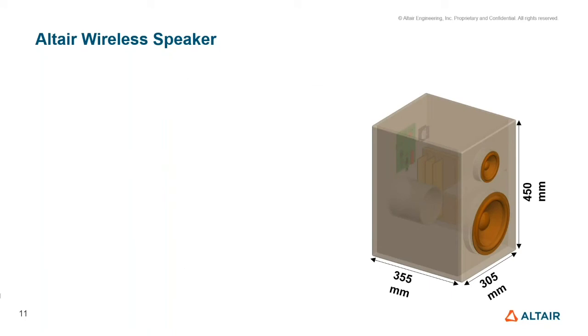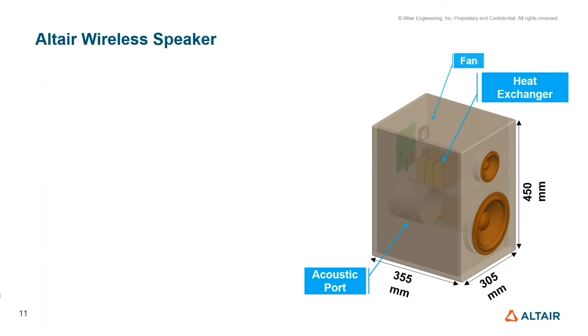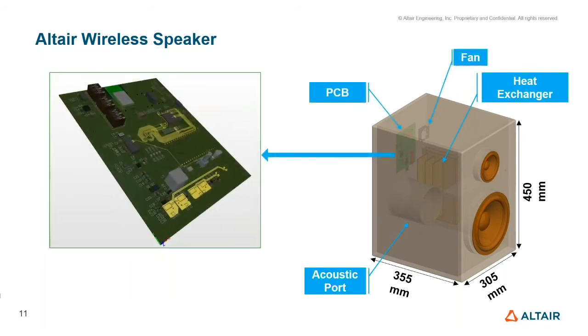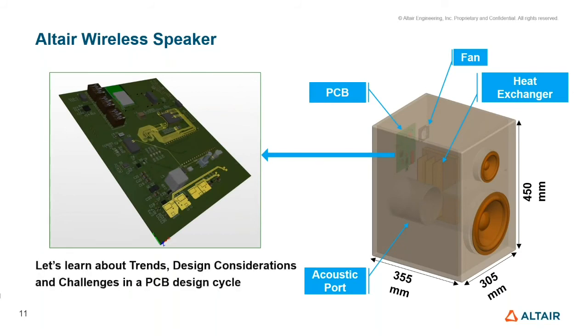As you can see on the right, the speaker has various essential components like the acoustic port, heat exchanger, fan, and of course, the printed circuit board. On the left, you can see a closer view of the printed circuit board. And let's learn about the trends, design considerations, and challenges in a PCB design cycle.